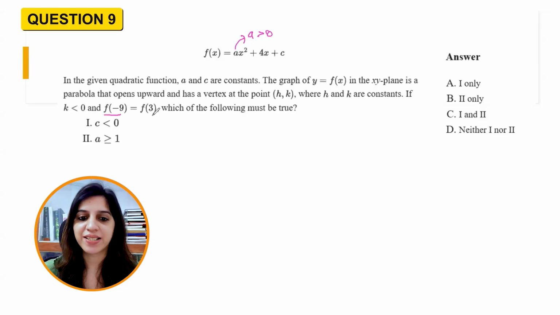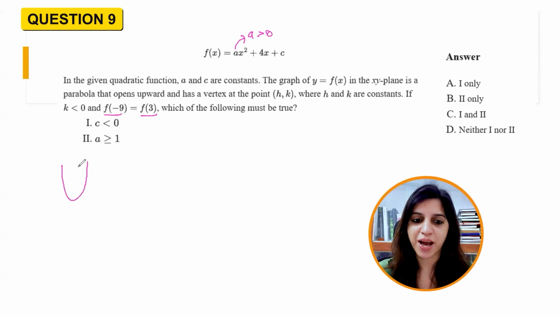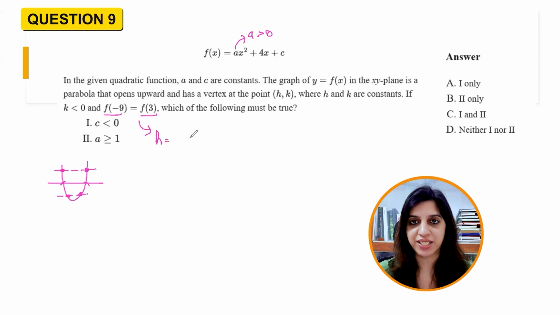Also, f of minus 9 is f of 3. Now, many students confuse that if these two values are equal, it means they're roots. They are not. They are not. Look at this parabola. Let's say these are the roots. But even though these are the roots, the value of the parabola is the same at so many points. It's the same for these 2 points also. And what do all these points give me? The midpoint of all these points gives me the x coordinate of the vertex. Which means if I can find the midpoint of minus 9 and 3, I can get the value of h.